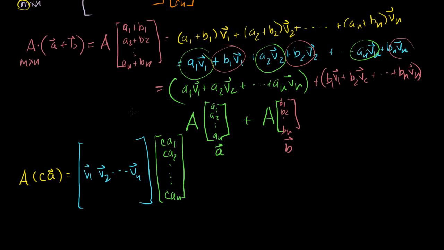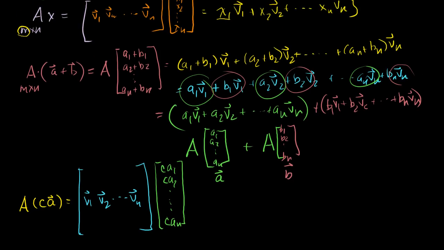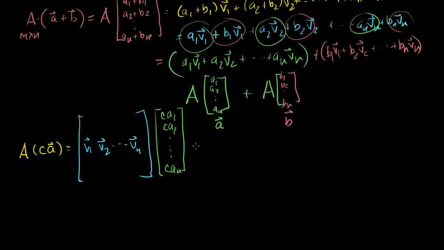And what does this equal? We've seen this multiple times before. So this equals ca1 times this column vector v1, plus ca2 times v2, all the way to plus can times the vector vn. And if you just factor this c out, once again, scalar multiplication times vectors exhibits the distributive property. I believe I've done a video on that, but it's very easy to prove.